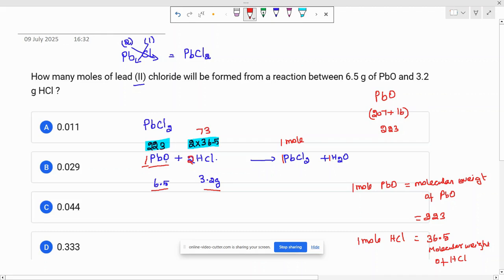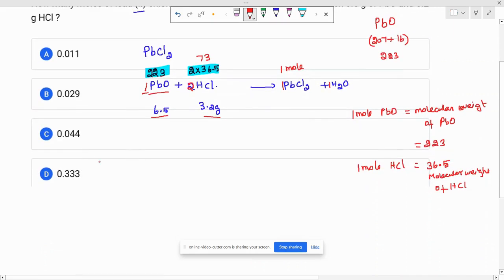So 73 gram they have to take. The original ratio of BPO and HCl will be 223 is to 73 gram. Let us check whether they have taken the right ratio of BPO and HCl. So for 223 gram of BPO, we have to take 73 gram of HCl.